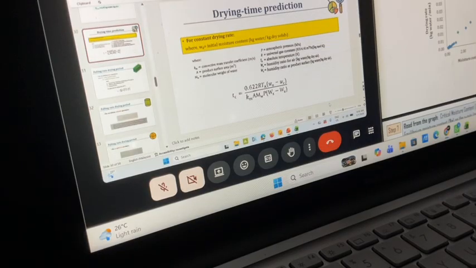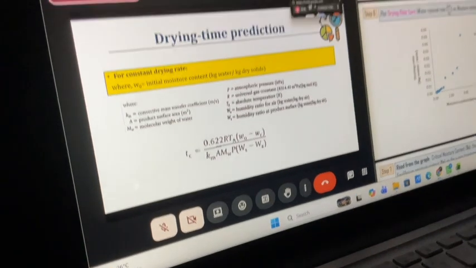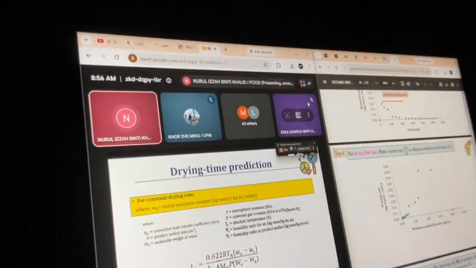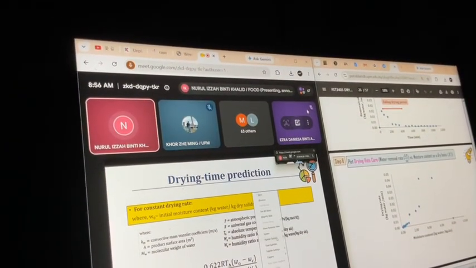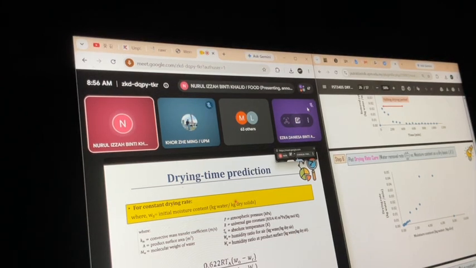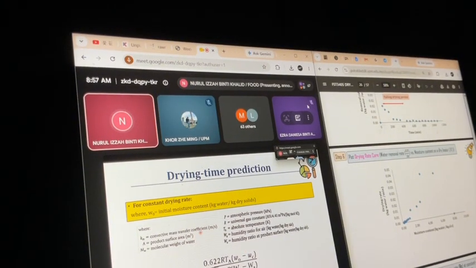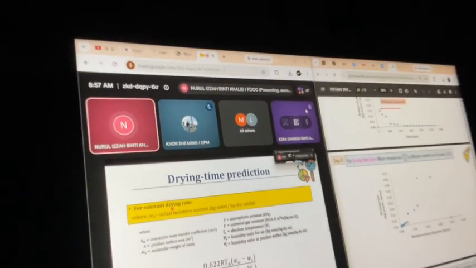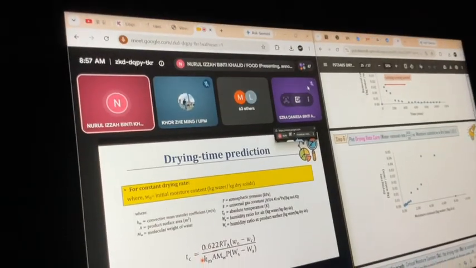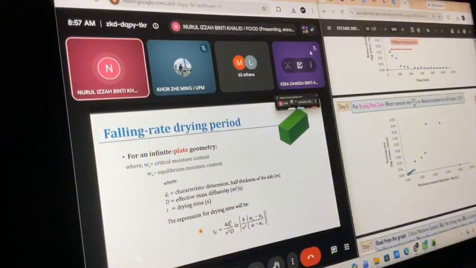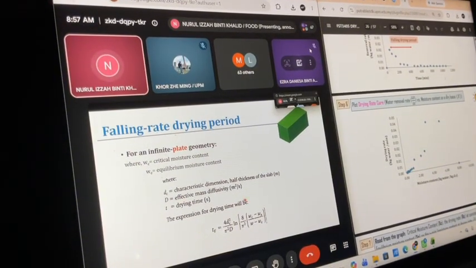So now you're going to learn about the drying kinetics. Basically, you can predict the drying time if you know all of these properties. For example, for drying time prediction for the constant drying rate, you can know based on this equation. And you can also know the drying time of the falling rate period by using this equation if you know all these characteristics.